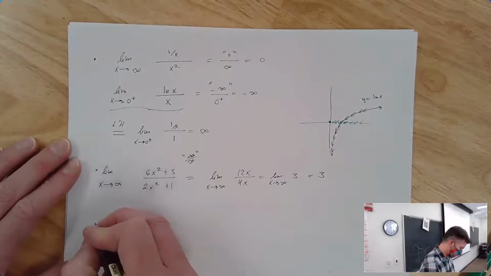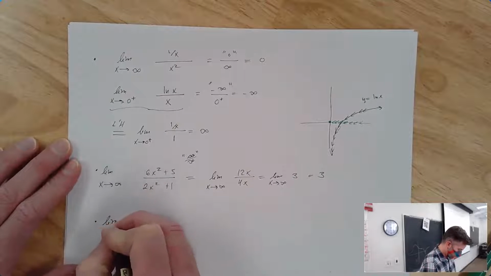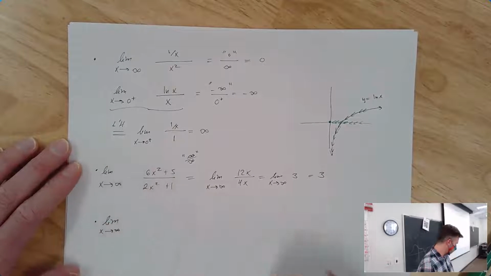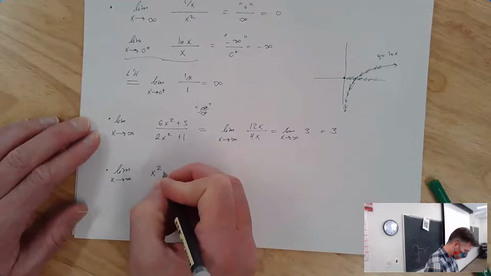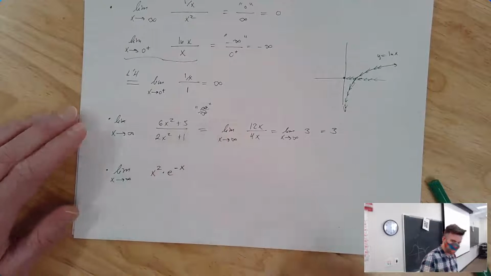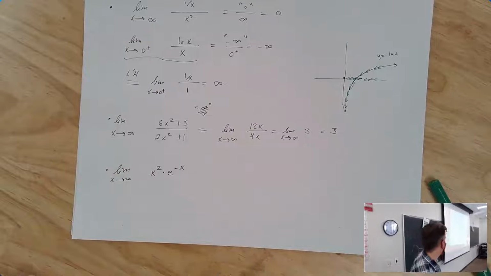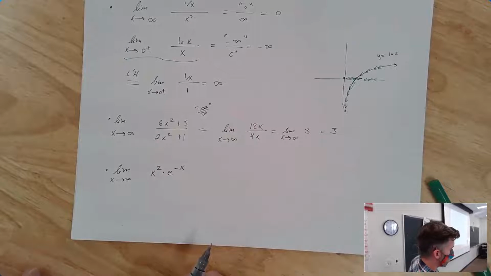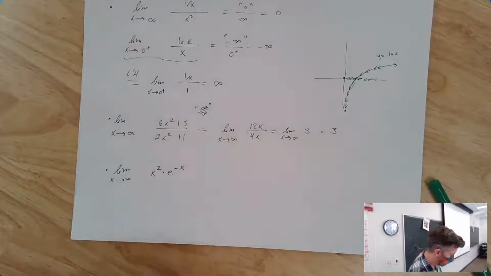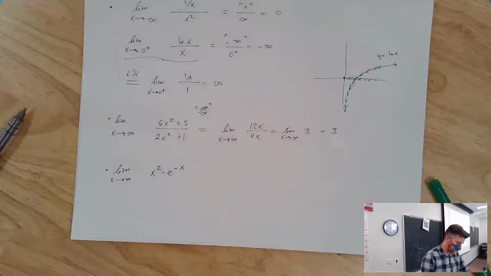What about the limit as x goes to infinity? I'm actually going to write this one in a slightly misleading way, of x squared times e to the negative x. At first glance, we can't use L'Hopital's rule. We don't even have a fraction. But I should ask myself, well, what kind of form do I have?